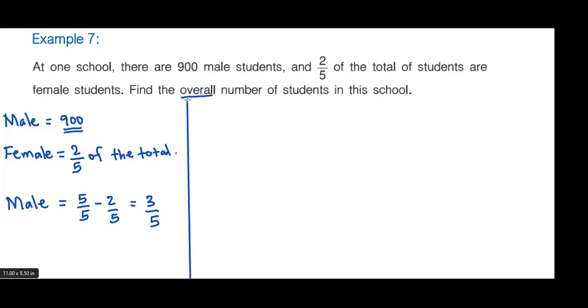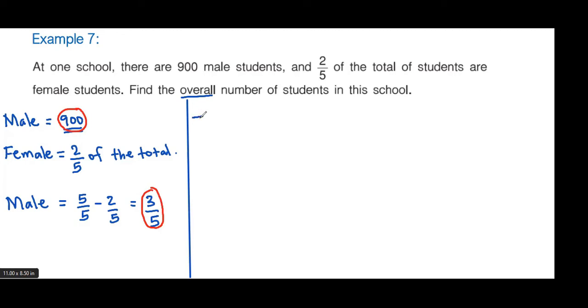Okay. Yes, we cannot know the total number of students if we don't know the fraction of male, because we only have the number of male students. Now that we are sure that this is the fraction of male students and this is the number of male students, everything is easy. We can know the total number of students in this school.